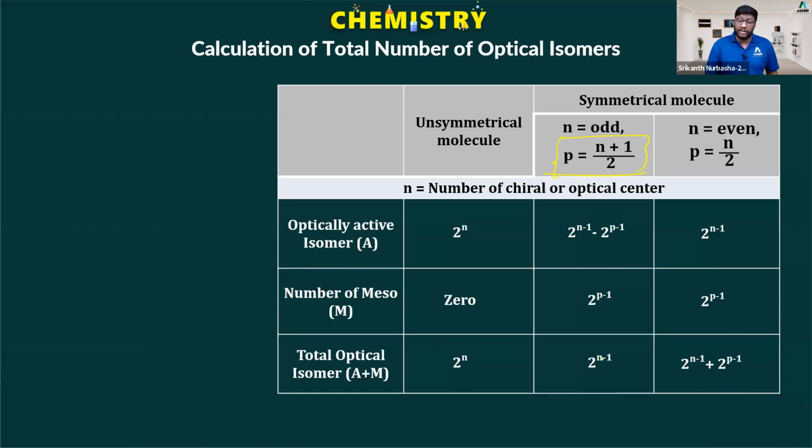Ultimately becomes 2 power n minus 1. When n is even, in that case p is equal to n by 2. So number of optically active isomers is 2 power n minus 1. Number of meso is 2 power p minus 1. And the total number of optical isomers will be optically active isomers plus meso compounds, that is 2 power n minus 1 plus 2 power p minus 1. Everyone got this or not?